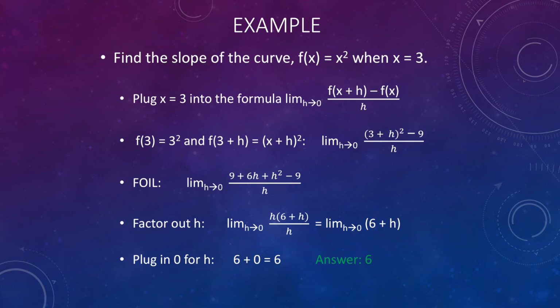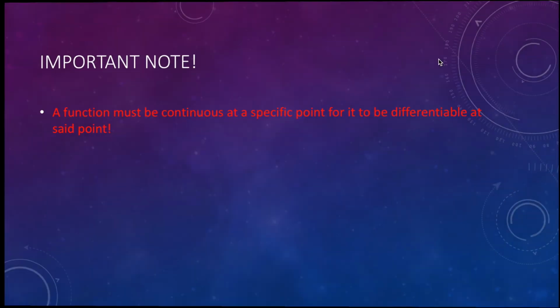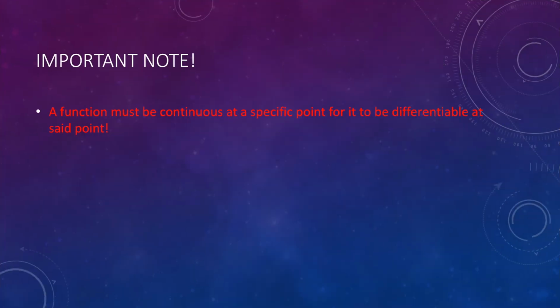We're actually going to cover a super easy way to do this without having to use this formula right here, and it's called the power rule. We're going to cover it eventually. Now it's important to note that a function must be continuous at a specific point for it to be differentiable at said point. So if a function is not continuous at a certain point, you can't take the derivative at that point. So that's it for this presentation, but we're going to cover the power rule in the upcoming lessons.